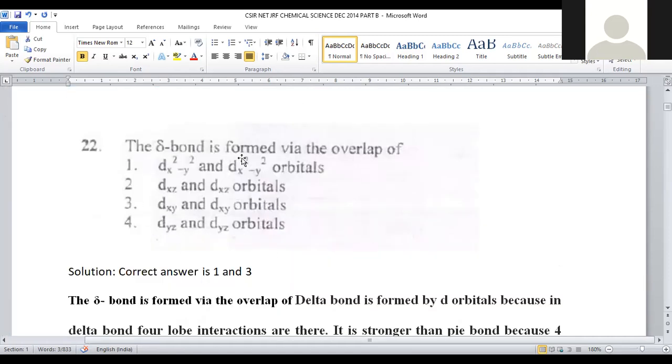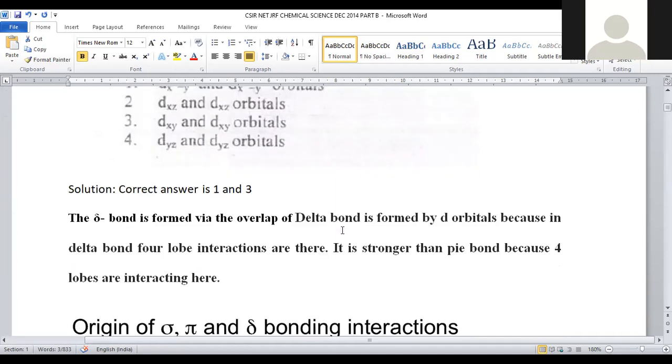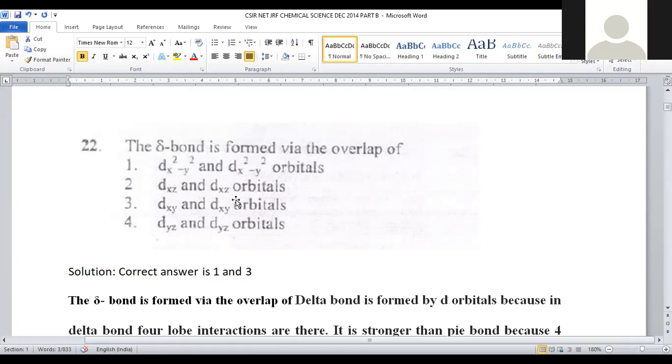The delta bond is formed via the overlap of, right? So in order to get the sigma bond, what is the condition? Sigma bond is formed by the end-to-end overlapping, which is also known as axial overlapping. When we go with pi bond formation, that is because of the lateral overlapping, which is called sideways overlapping. So that is for pi bond formation.